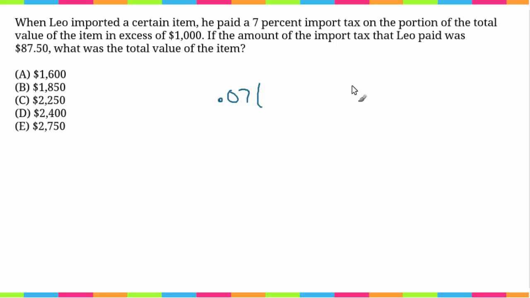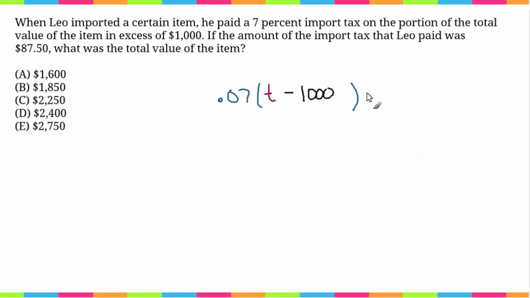Now we're going to multiply it by the value that he actually paid tax on, and that's where it gets a little confusing. So the value of the item, or the total, we're going to call T, but then we have to subtract $1,000 because he didn't pay any tax on this first $1,000. So if the total value of the item was, let's say, $2,000 and he didn't pay any tax on the first $1,000, now you're going to have $1,000 here that he did pay tax on, and you multiply it by 0.07. So that's just to kind of mentally recognize why this equation works.